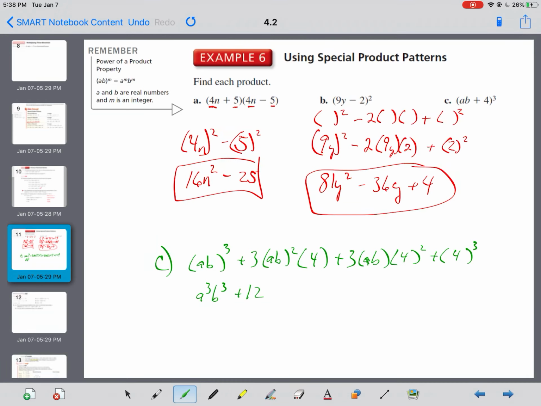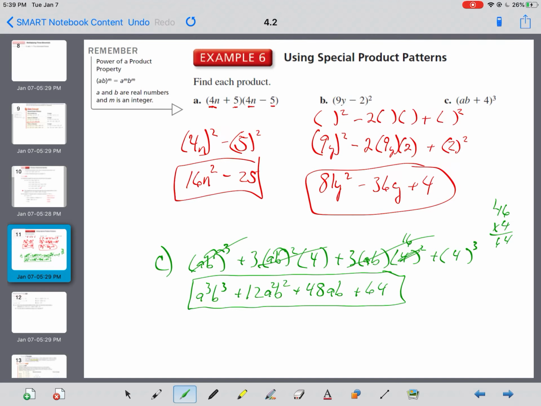3 times 4 is 12, ab squared: a squared, b squared, because the 2 goes to both, just like the 3 went to both. Exponent property. 4 squared is 16. 3 times 16, let's see, 30 plus 18 is 48, ab. And I've done this one and that one and that one. And 4 to the third, so that's 16 times 4. 4, 20, 64.